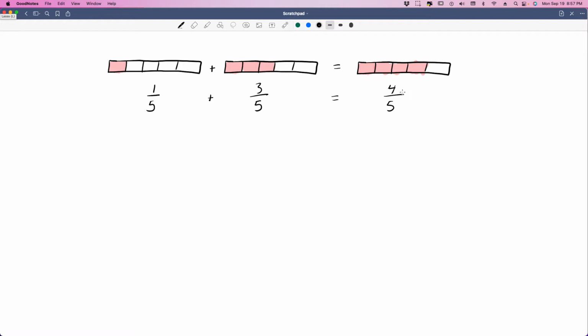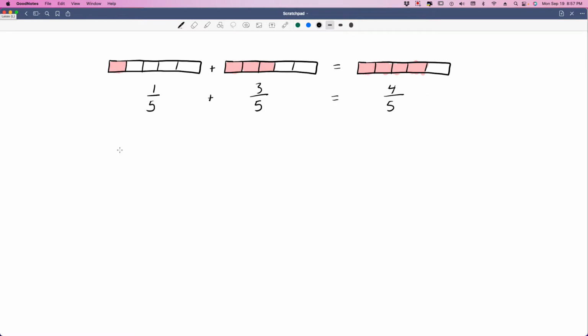That's pretty straightforward. What if we have different denominators? How do we handle that? Okay, well, let's look and see.